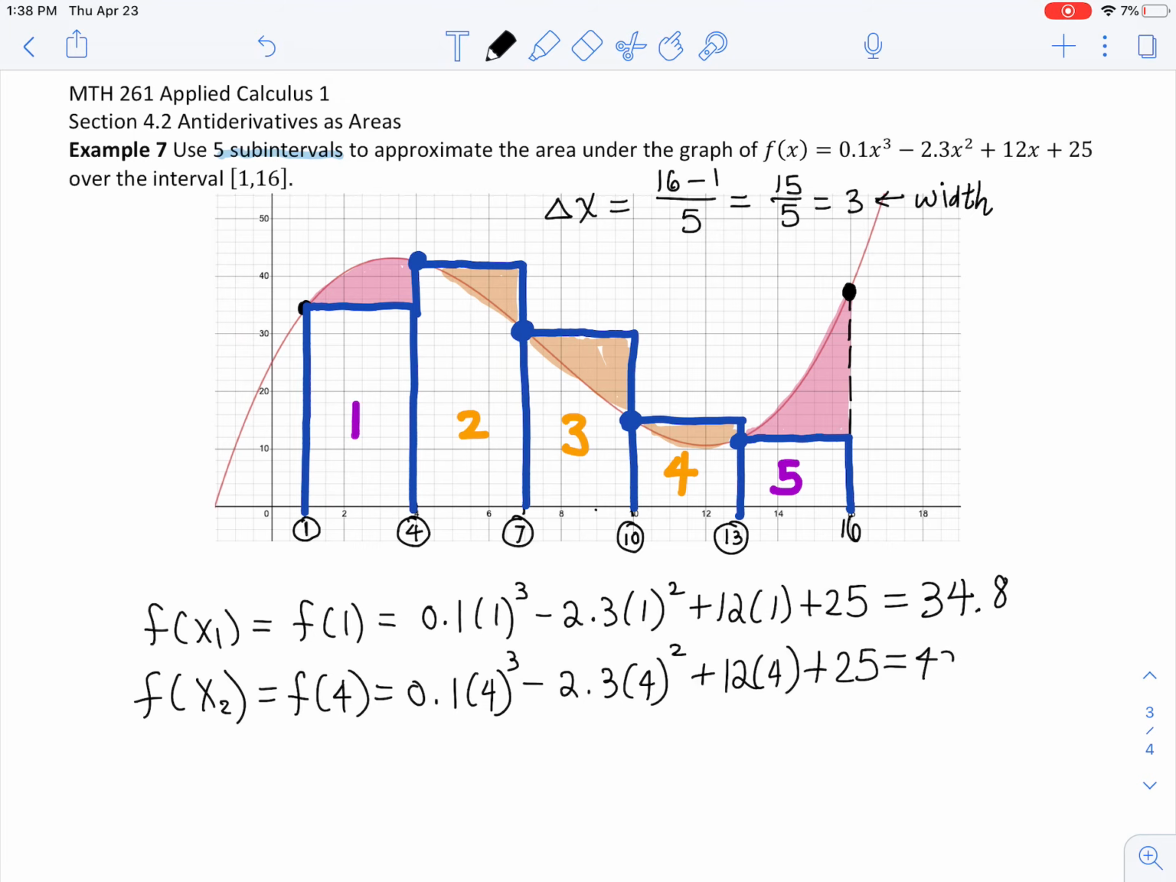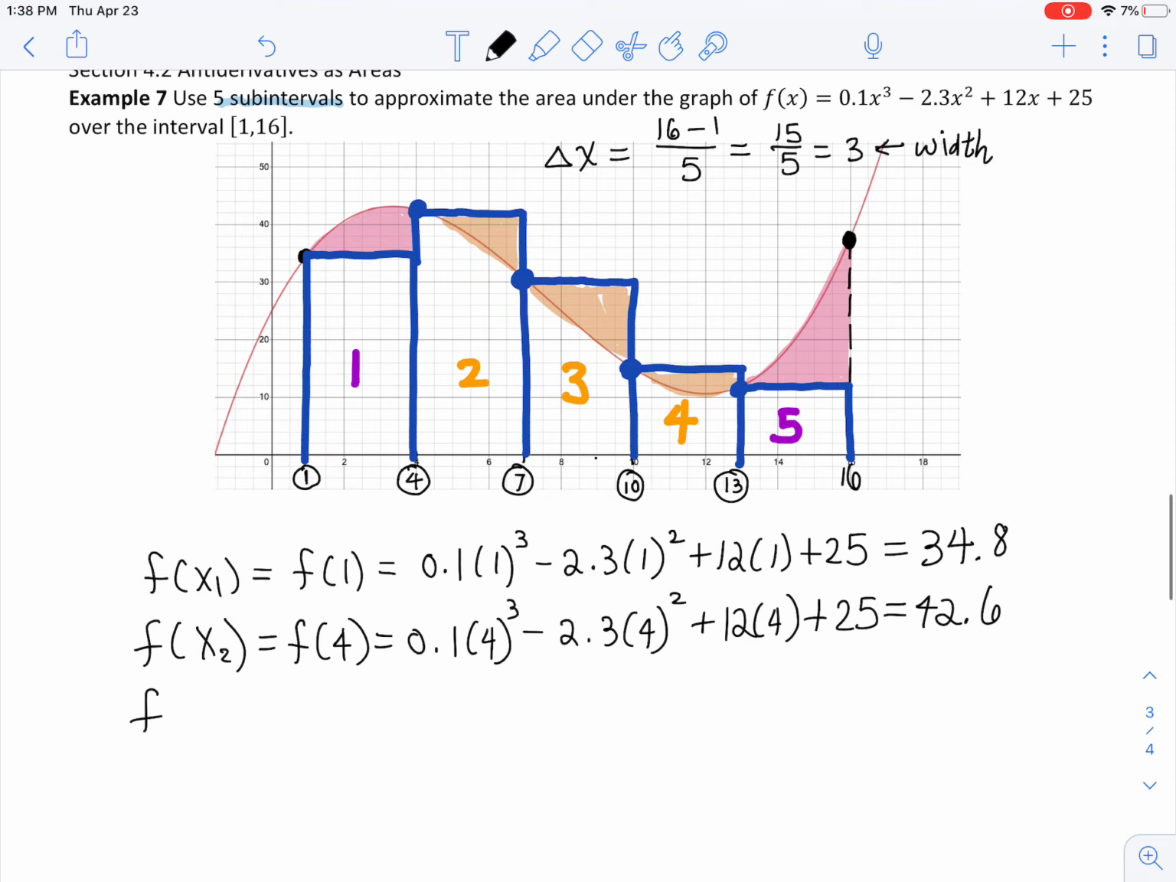4 more. f of x2 is f of what number? 4. I need to plug in 4. 0.1 times 4 cubed minus 2.3 times 4 squared plus 12 times 4 plus 25. And that should come out to be 42.6.